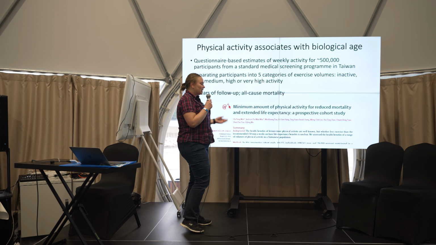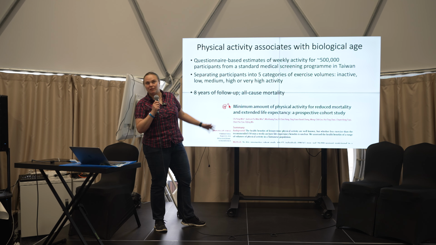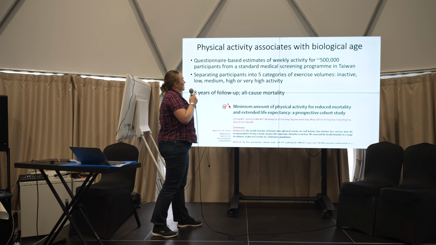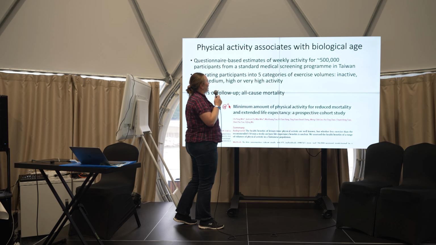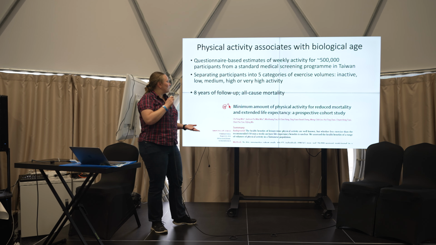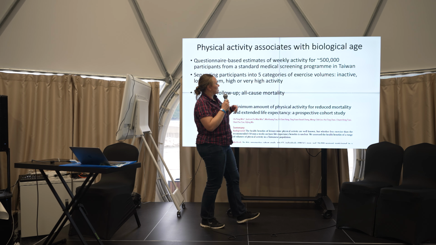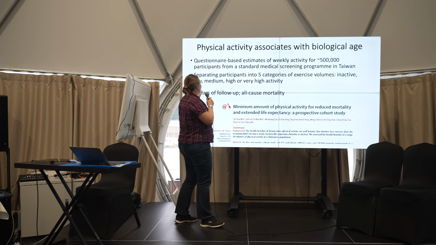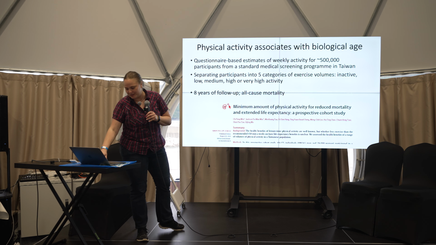There's another, a bit older story from 10, 11, 12 years ago, published in Lancet, where they looked at roughly 500,000 people from Taiwan. And it was questionnaire-based data where they separated participants into 5 categories based on exercise volumes. They had people that were inactive, low, medium, high, or very highly active. And then they did a similar thing, looking at 8 years of follow-up and at all-cause mortality.